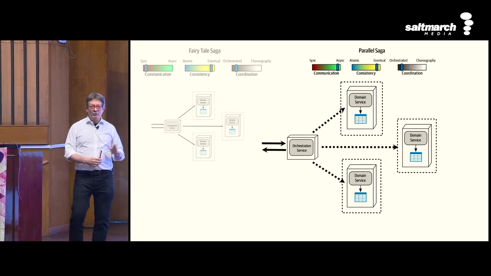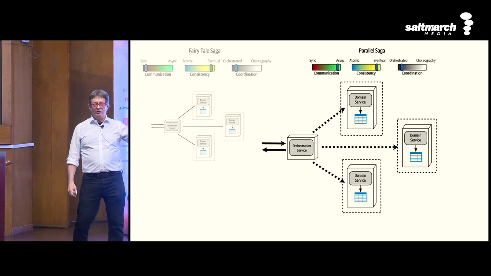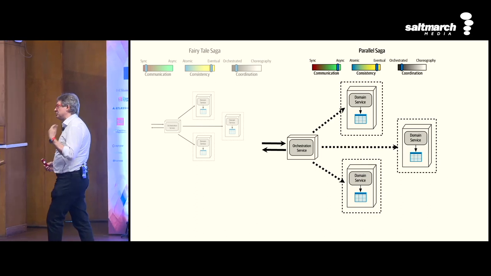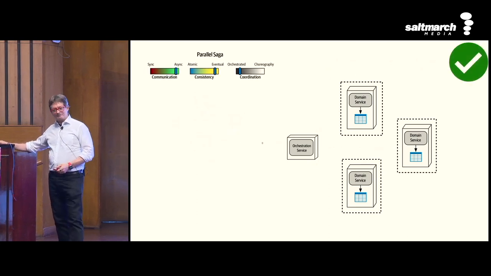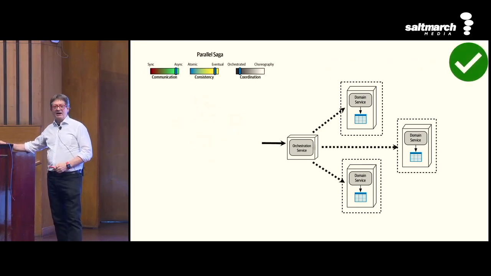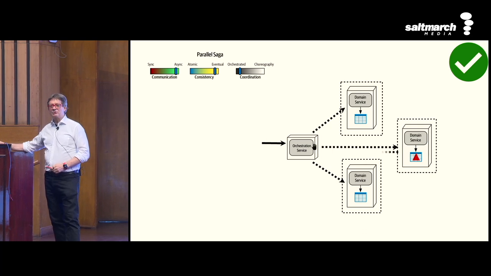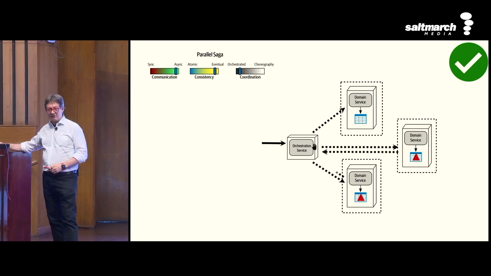So now I've moved communication to async, I've moved to eventual consistency, but I'm still using the orchestrator. Here, just like we saw before, in an asynchronous case, I can do multicast and let those things update themselves more or less in parallel and return to my user.